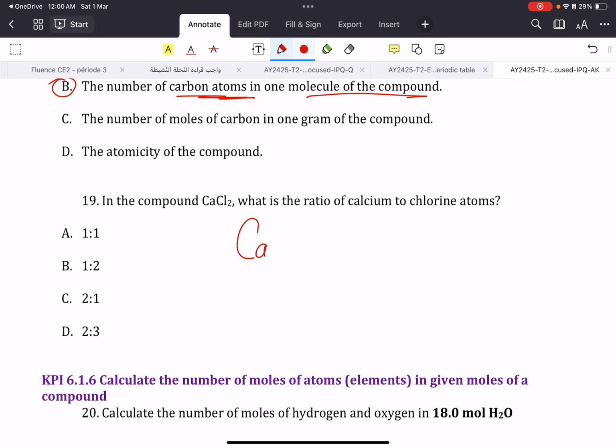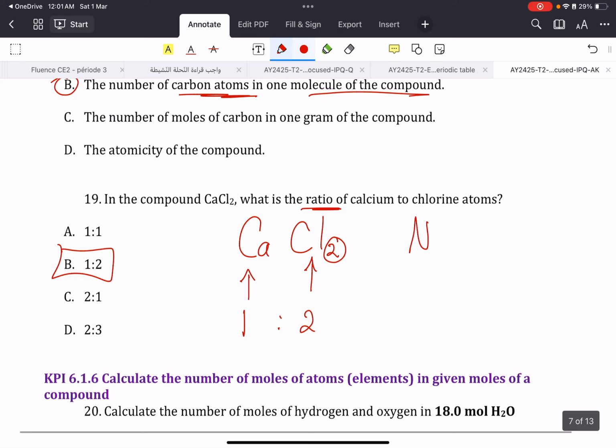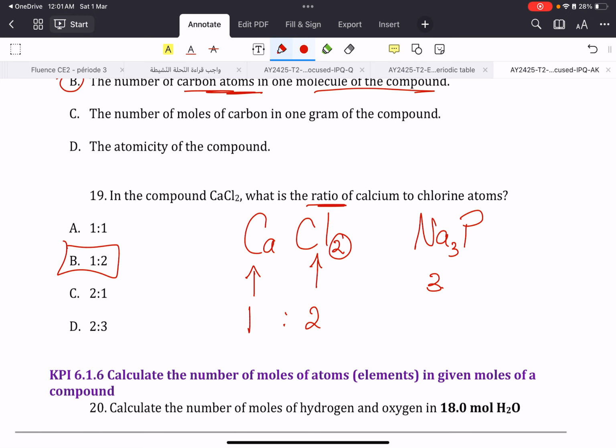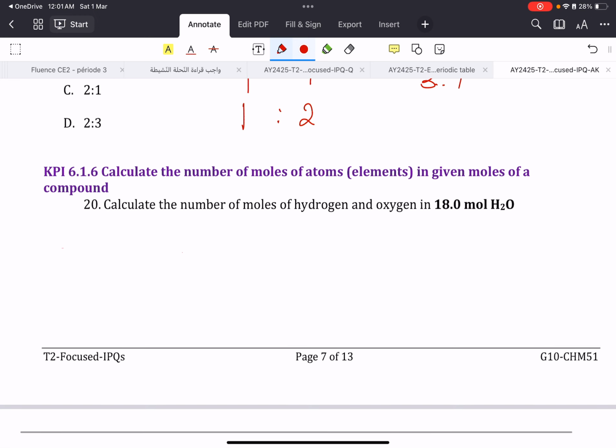In the compound CaCl2, what is the ratio of calcium to chlorine atoms? It is 1 to 2. So it is 1 to 2. For example, if I have A3P, the ratio here is 3 to 1.